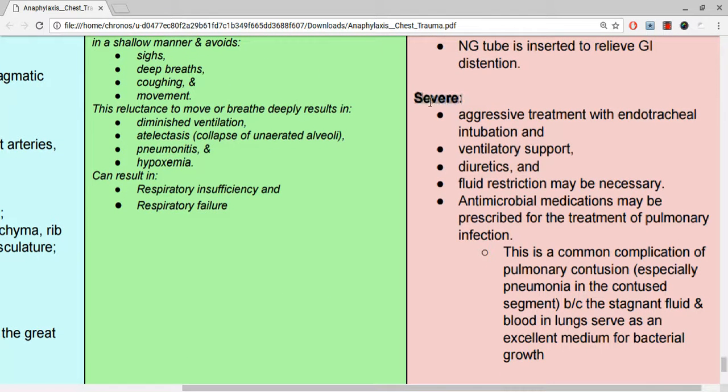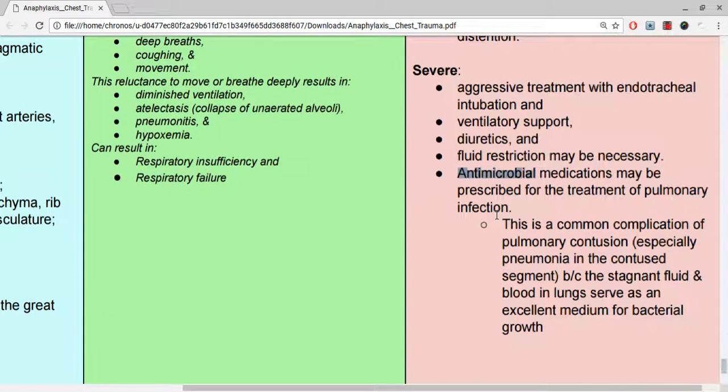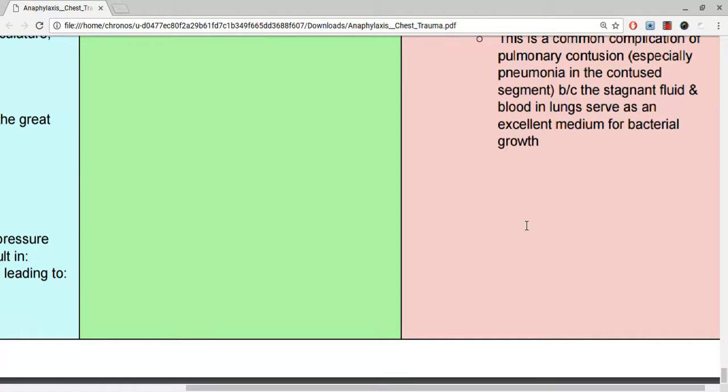In severe cases, we're going to aggressively treat this with an endotracheal intubation. We're going to give them some ventilatory support. We're going to give them some diuretics to release all that fluid in their lungs. And we're going to put them on fluid restriction if necessary. And of course, we're going to follow up with that antimicrobial medication prophylactically, because this is a common complication of pulmonary contusions, basically lung bruising, especially pneumonia in the bruised segment, because the stagnant fluid and blood in the lungs serve as an excellent medium for bacterial growth, as I mentioned earlier. And this ends my lecture.